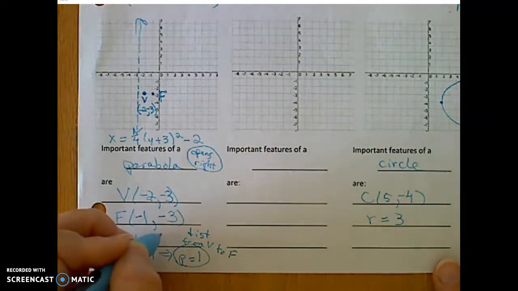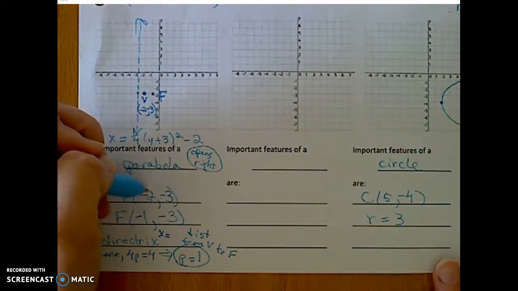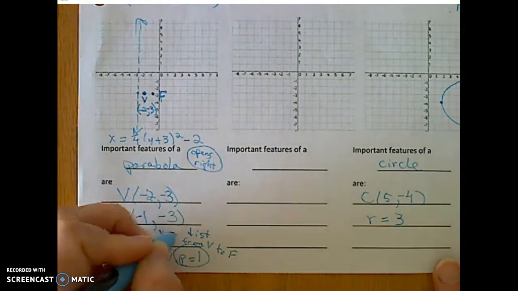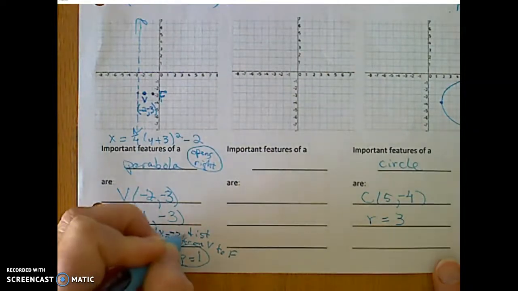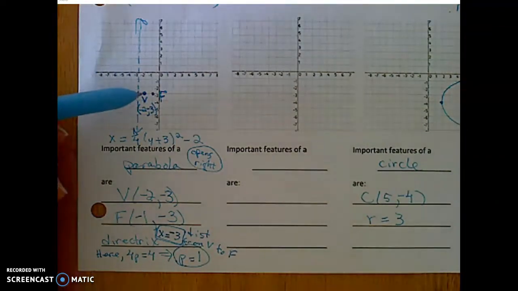My directrix, which is going to be an x equals, is 1 unit to the left of the vertex. If the vertex was at -2, the directrix is going to be at -3, and it's going to be x equals -3 for the equation of the directrix. How do I find a few more points on that parabola?